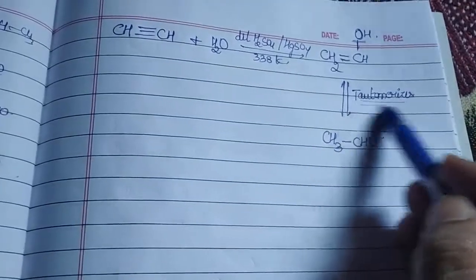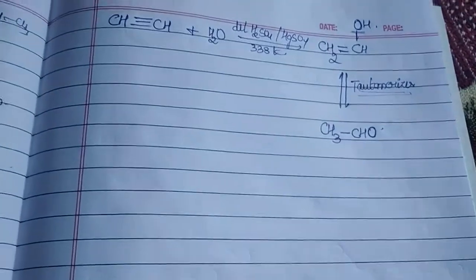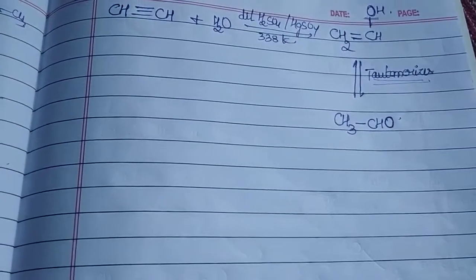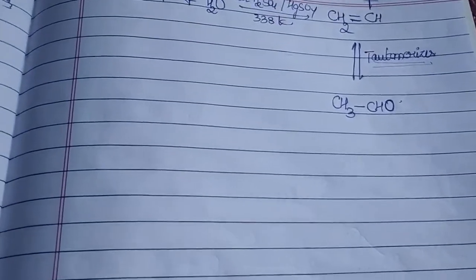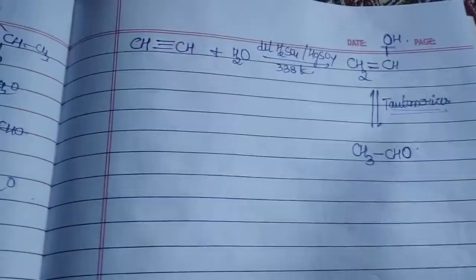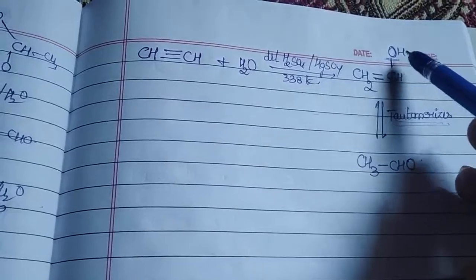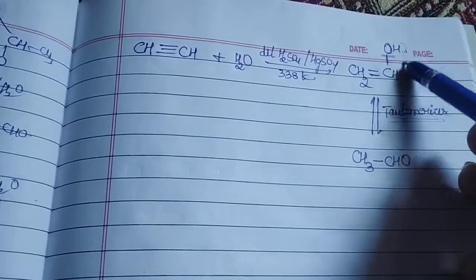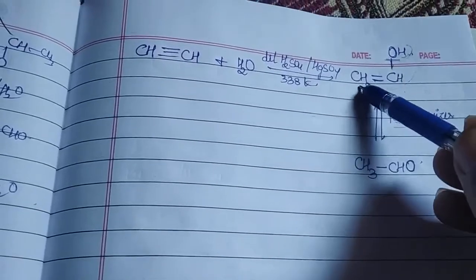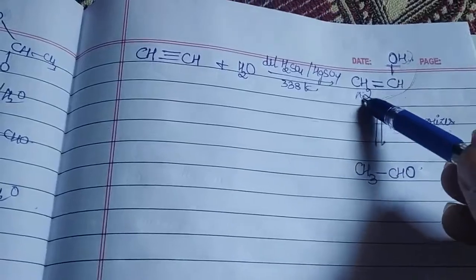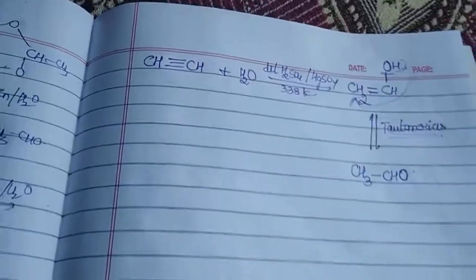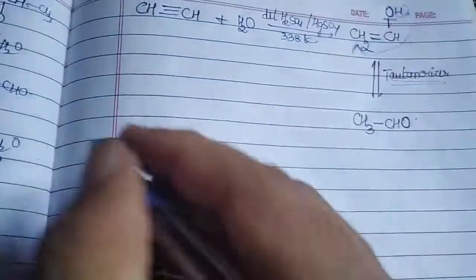Tautomerization is a process, or we can say a reaction, which involves the transfer of a proton in an intramolecular fashion, within the molecule. The proton from here comes over to this side, giving you CH3. So there is a proton transfer, a simple proton transfer in an intramolecular fashion. Such a reaction is called what? Tautomerization.